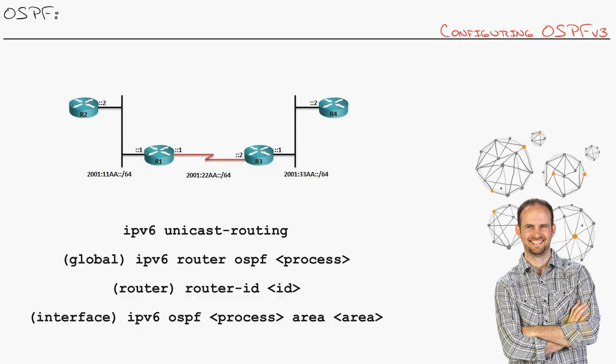So you now know how to configure OSPF version 3 for the IPv6 protocol. I hope this has been informative for you, and I'd like to thank you for viewing.